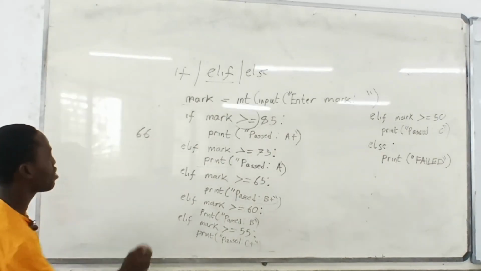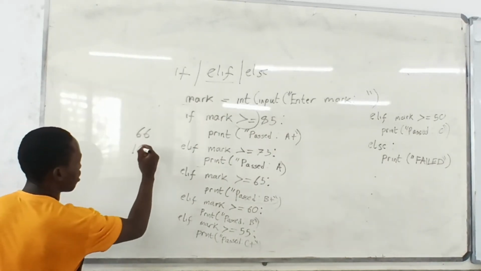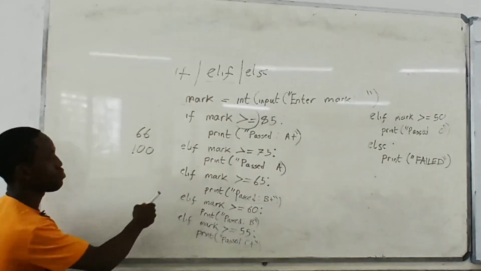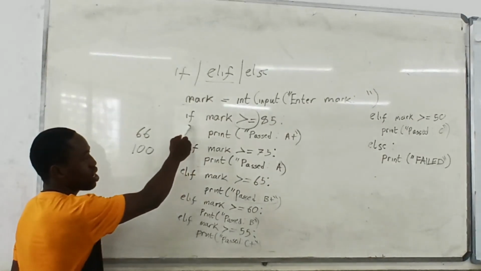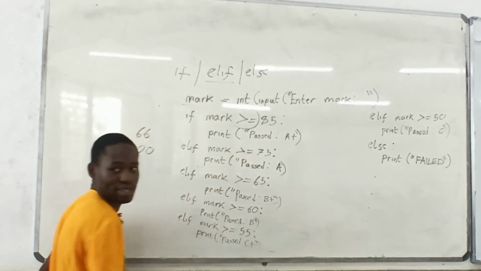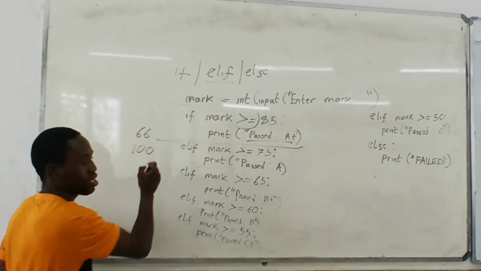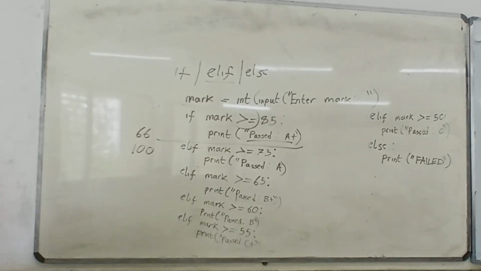So let's say maybe you entered 100, right? It goes to the first statement. Is 100 greater than 85? Yes. It will print passed and the program stops right here. It won't even check the other conditions. So the first condition that is met is what matters. If the condition is met, then that's it. It's done. It won't even check the others.